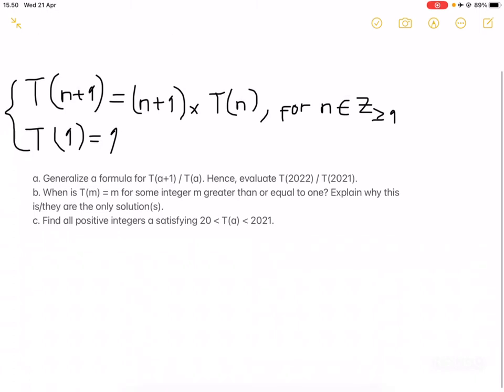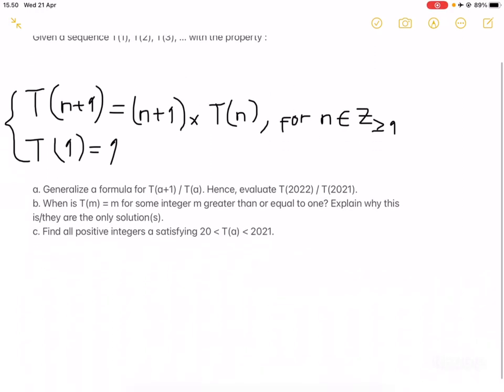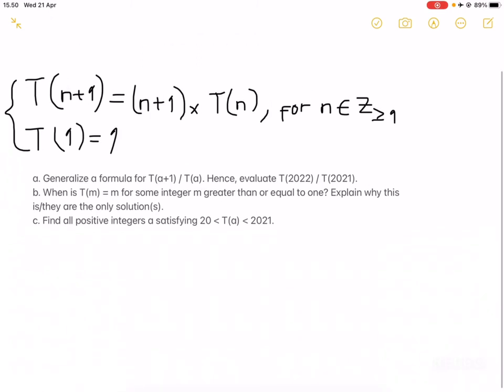So for part A, we need to generalize a formula for t of a plus 1 all over t of a. And I forgot to mention this in the question, but a must be a positive integer. Hence, evaluate t of 2022 over t of 2021. And for part B, when is t of m equal to m? Otherwise, t evaluated at some integer is equal to that integer itself. And that integer must be positive. And we must explain why this is, or they are, the only solutions.